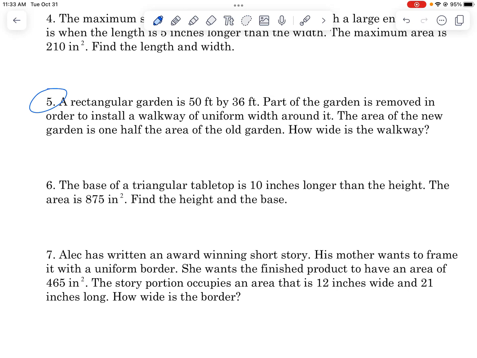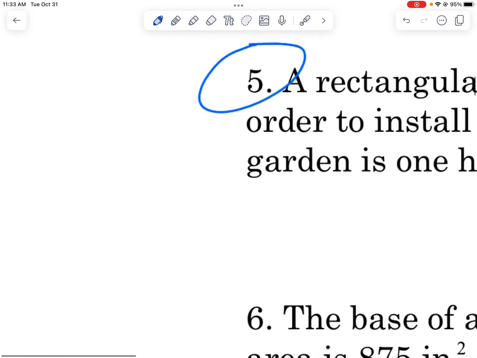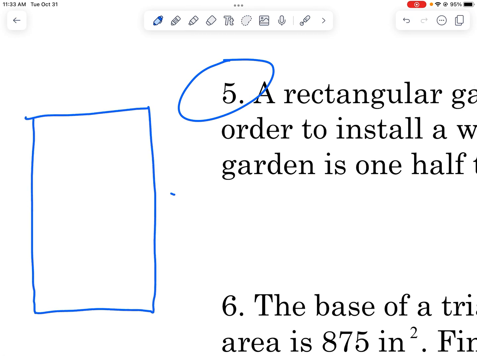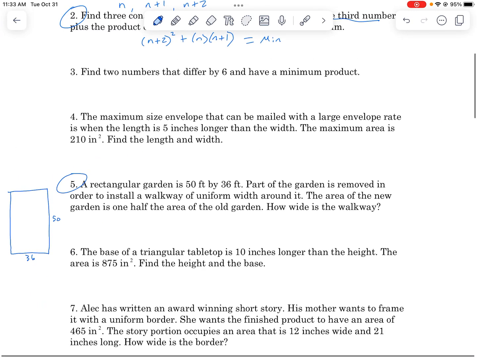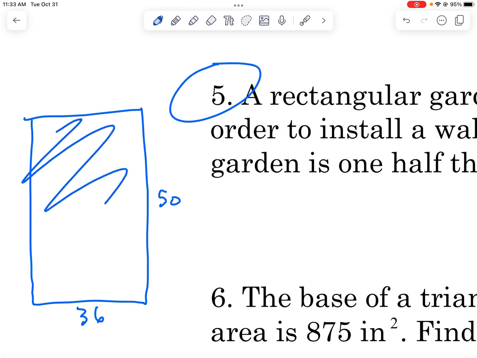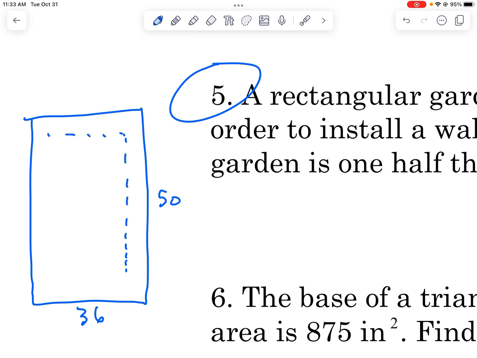Something that helps a lot, especially these real-ish world kind of ones, is to draw a picture. So just come over here and we're going to draw a picture. We have a rectangular garden. It is 50 feet by 36 feet, if I remember right. Yep. Okay. And they're removing part of it. So the whole thing was a garden, but now they're coming in here and adding a sidewalk all the way around.